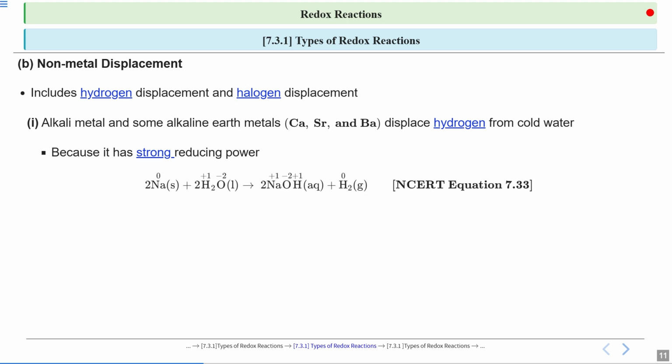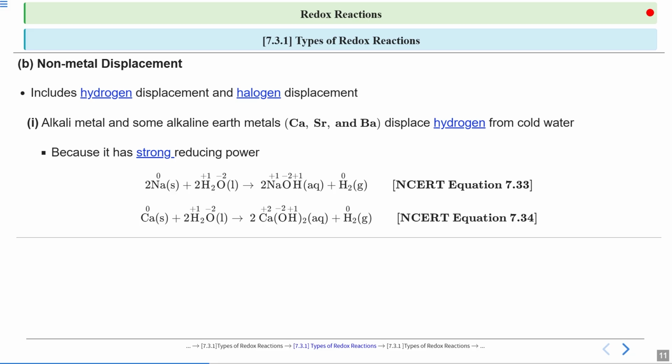Now in the example, NCERT equation 7.33, sodium, that is Na, reacting with water gives sodium hydroxide plus hydrogen. Here sodium exists in 0 oxidation state, hydrogen has plus 1, oxygen has minus 2. While in the product you will find that sodium has plus 1, oxygen minus 2 and hydrogen plus 1. That means the alkali metal has displaced the hydrogen from the cold water.